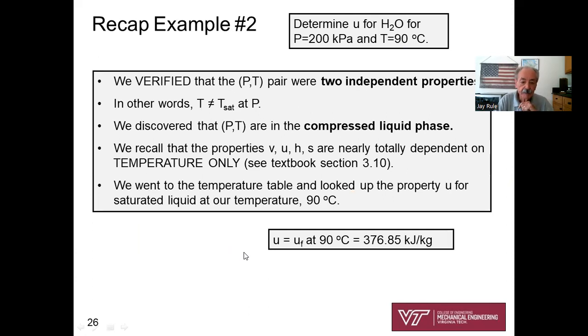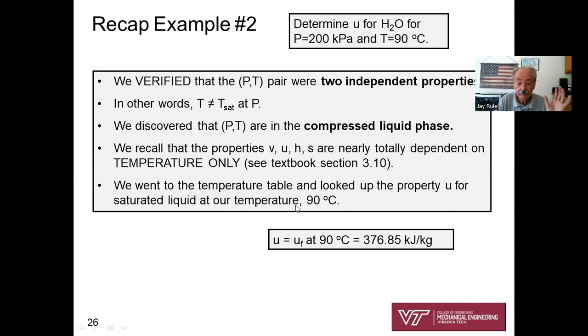All right, let's recap. For this example, we verified that we had 2 independent properties, P and T, because the temperature did not exactly equal the boiling point at our pressure. We discovered that our phase was compressed liquid. Then we got a barrier. We couldn't look in compressed liquid tables to get U. Our pressure was too low. So we had to refresh our memory for section 3.10 in the text.